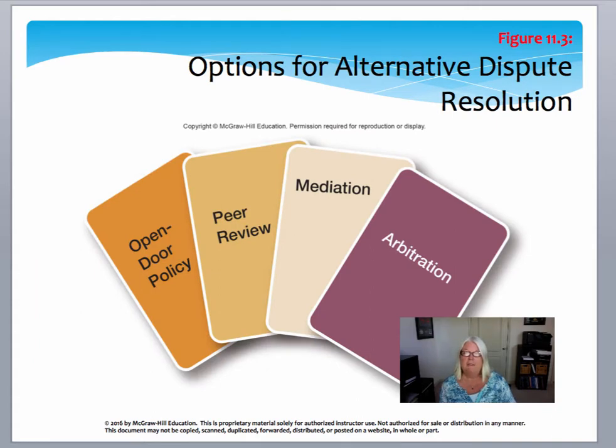So there are some options called alternative dispute resolution, and sometimes it's easier to solve problems with an impartial person or somebody comes in and kind of looks at the situation. So an open door policy just means that different levels of management in an organization have a policy where employees can come in and talk to them about anything. Then there's peer review. This is a situation where a company has a panel composed of representatives from the organization at the same level as the person in the dispute. So the case is heard before this panel and decided.